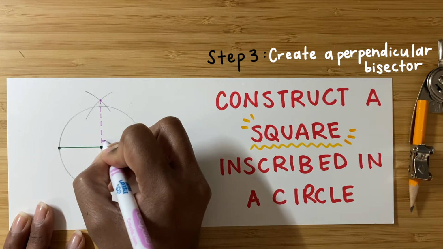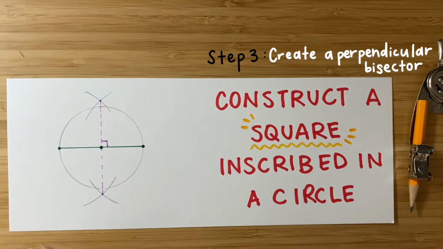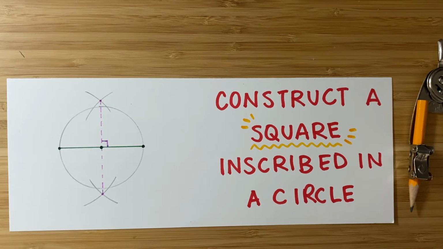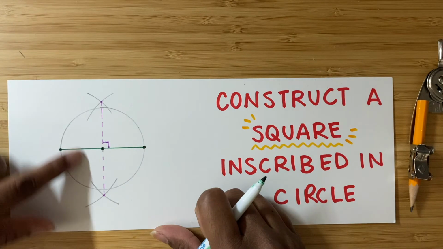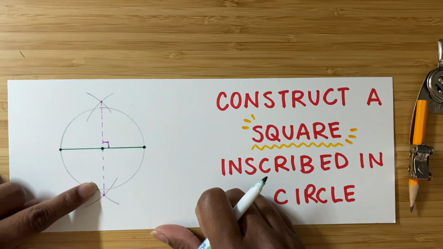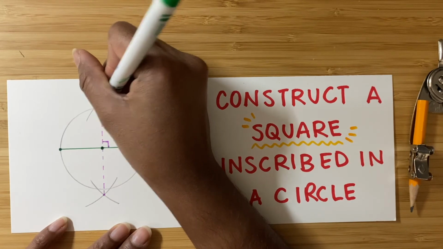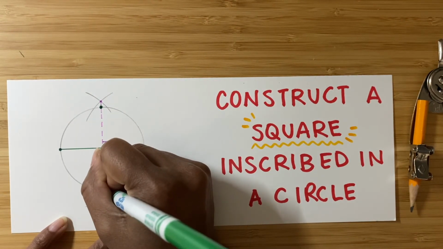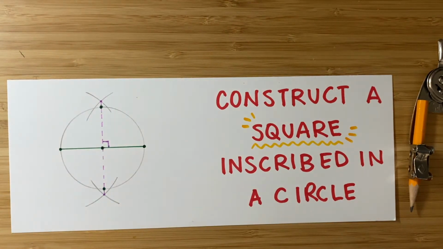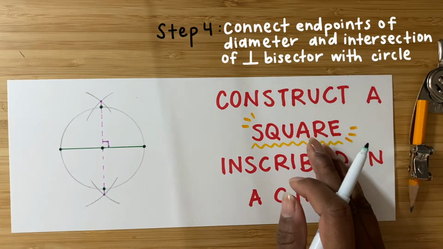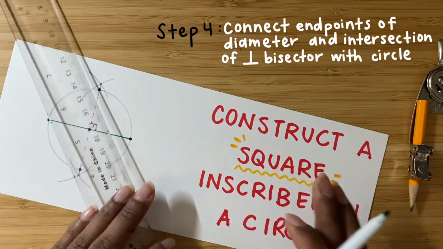Reminder that I'm going to indicate that 90-degree angle here with the right angle symbol. And now, where my perpendicular bisector crosses through my circle, these are the other 2 endpoints. Exactly where it intersects, those are my other 2 endpoints of my square. So let's grab our straight edge, and now we can connect all of these points.